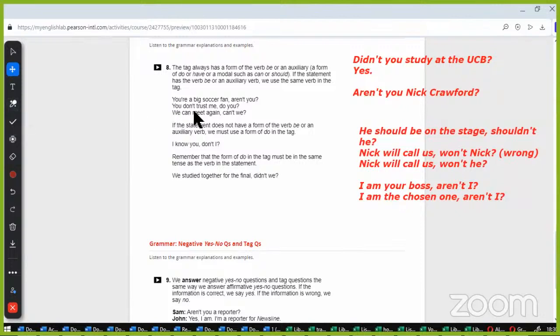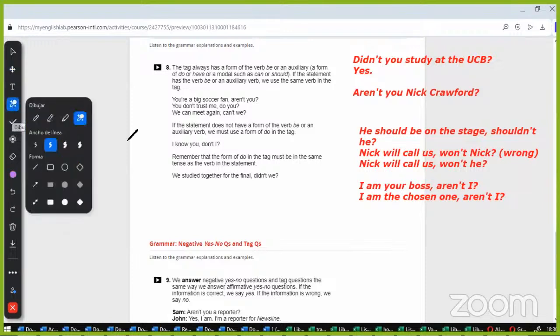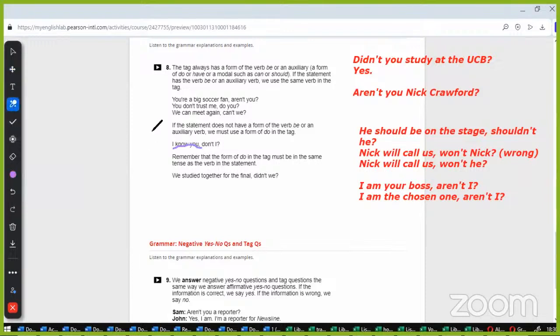Like here, you're a big soccer fan, aren't you? You don't trust me, do you? We can meet again, can't we? So you need to choose the auxiliary or the verb be, if you have it, and use the negative form. But if you don't have any of them, like in this sentence, I know you, then you need to use a form of do. Since this is affirmative, the tag is negative: don't I? We studied together for the final, didn't we? Because here you have simple past.